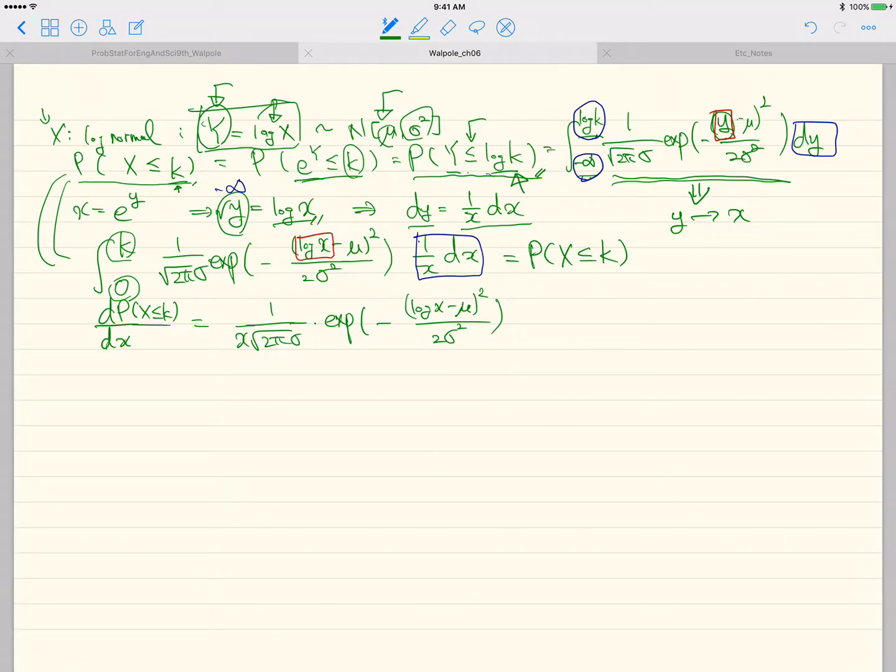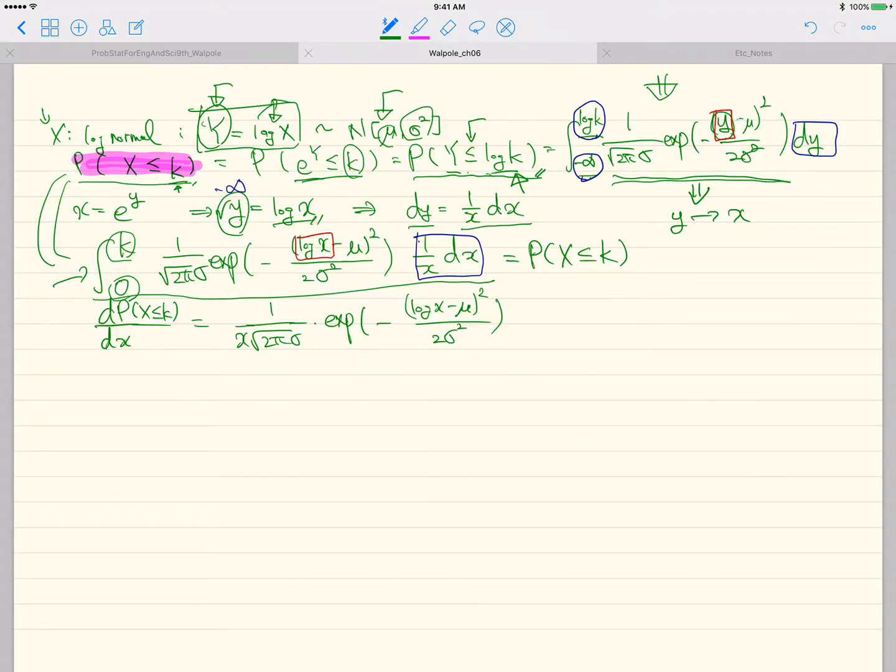Okay, so this way we obtained the cumulative distribution function for x, right? If we recall where we started, we first considered the cumulative distribution function for x, and then we changed it to another expression for y, which follows the normal distribution. That way, we were able to plug the definition of a normal distribution into this integral form. And then within this mathematical expression, we changed y to x, which we are interested in. And this is the result. Okay?